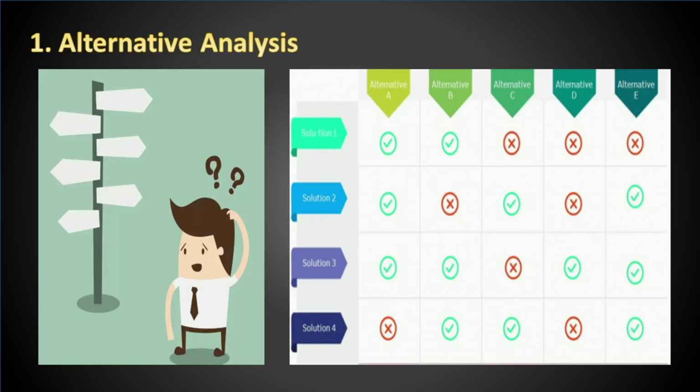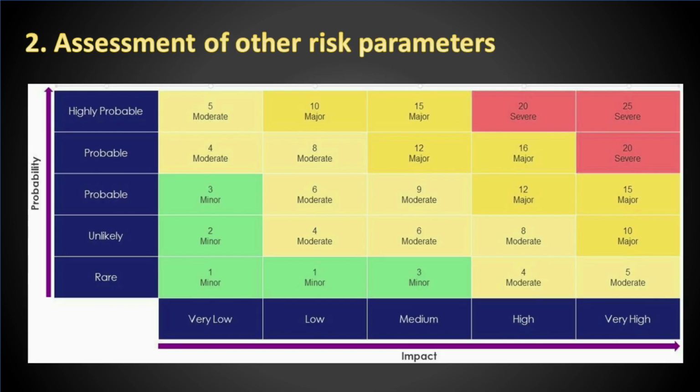Alternatives analysis. Most of the decisions can be arrived at by identifying alternative approaches to solve the problem. Alternatives give us the opportunity to weigh in pros and cons and choose the ones that solve the problem most effectively. Assessment of other risk parameters. This technique is used only in one process. It is in perform qualitative risk analysis. In essence, this technique is about analyzing other parameters than just the probability and impact of a risk.